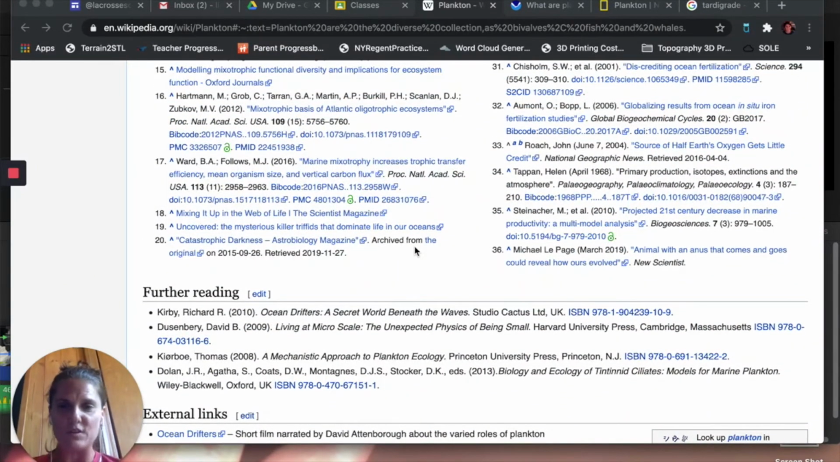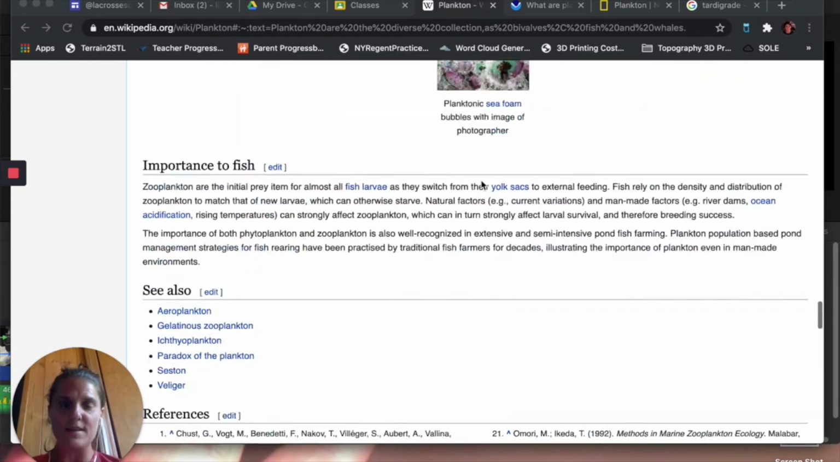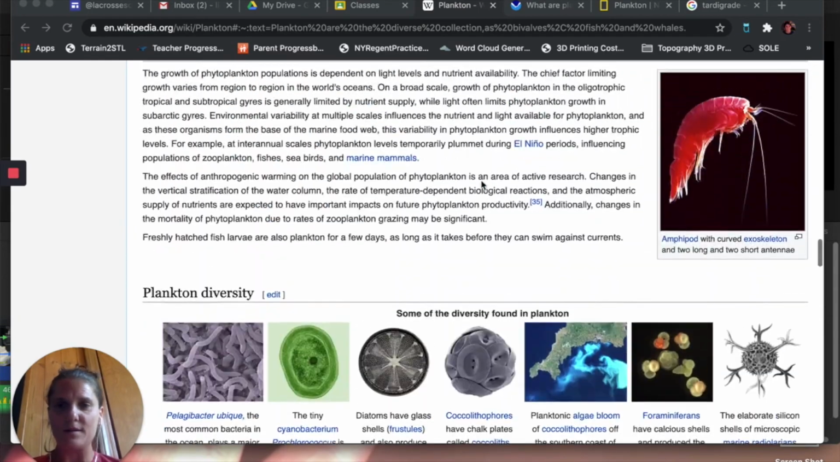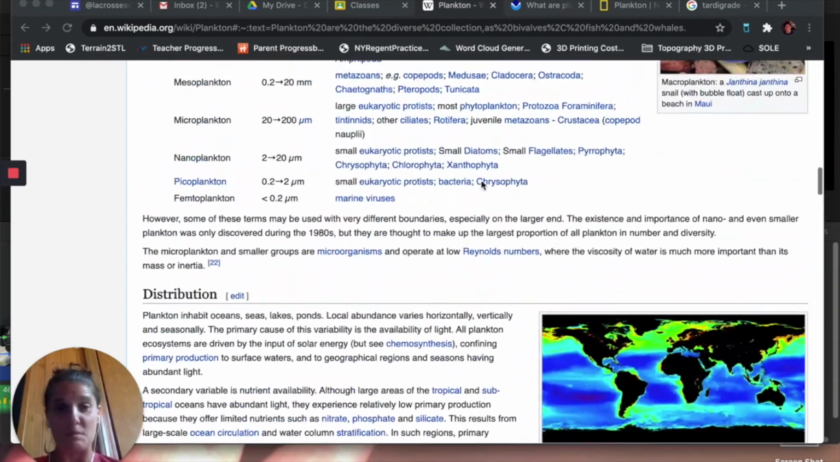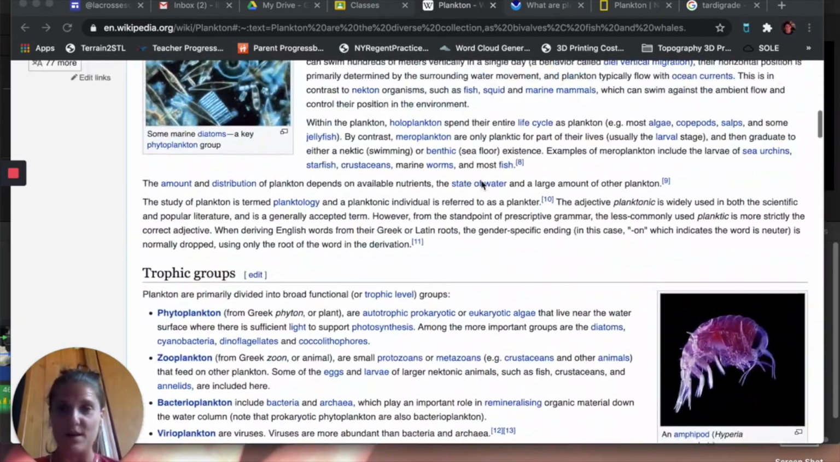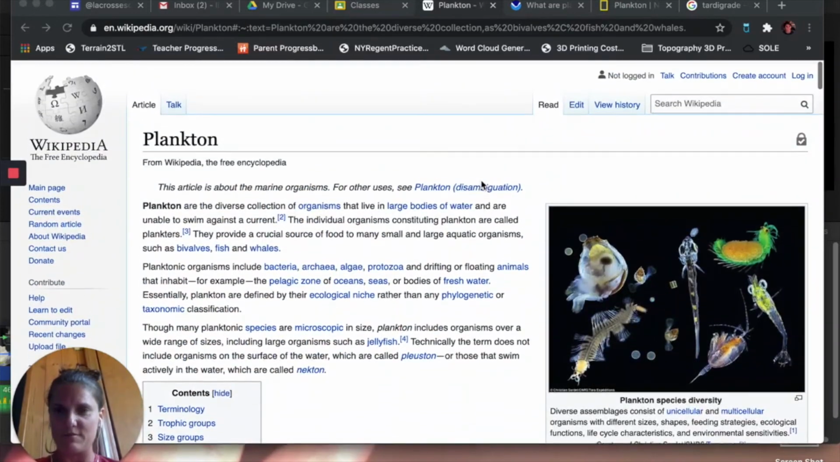So if they look legit, like the Scientist magazine, Astrobiology magazine, if they look like National Geographic News, then it may have some good information in it. The Wikipedia article for plankton isn't bad. There is some good stuff in there, and you could get some information from them.